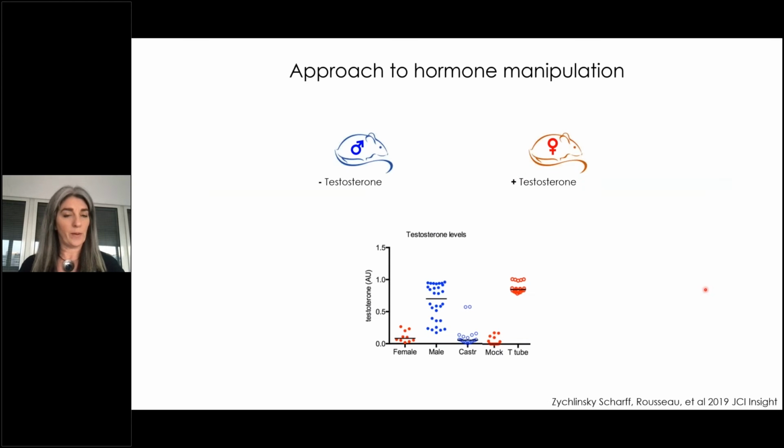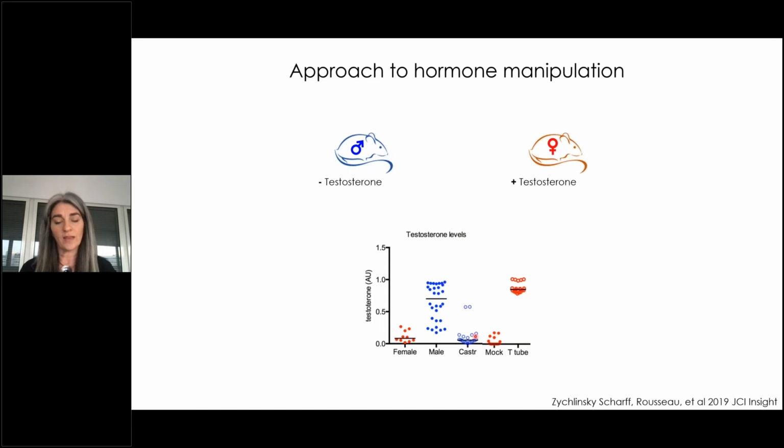To test this hypothesis, we took a relatively simple approach, and we thought we would just begin by removing testosterone from the system or adding it back in. I'm just showing you the controls here. If you measure testosterone levels, you can see that there is testosterone present in female mice, but that it's really quite low. We see that there are variable levels of testosterone in male mice. This is common for anyone who's worked with animals, and you see that one animal has groomed the rest of them. That's the animal that has the highest level of testosterone in the cage.